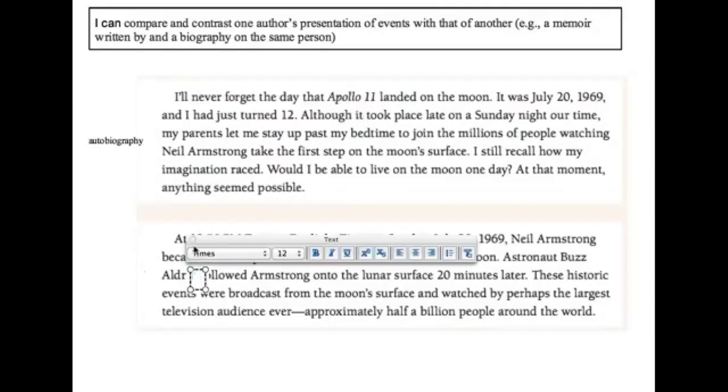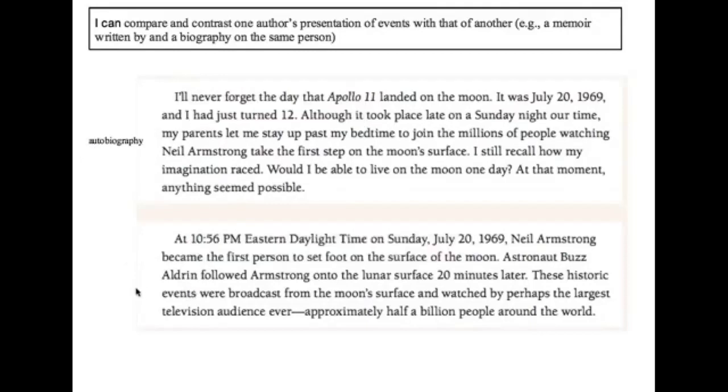Now I'm going to go ahead and read this article and think about how this author feels or how this author wrote this story. At 10:56 p.m. Eastern Daylight Time on Sunday, July 20th, 1969, Neil Armstrong became the first person to set foot on the surface of the moon. Astronaut Buzz Aldrin followed Armstrong onto the lunar surface 20 minutes later. These historic events were broadcast from the moon's surface and watched by perhaps the largest television audience ever, approximately 500 million people around the world.